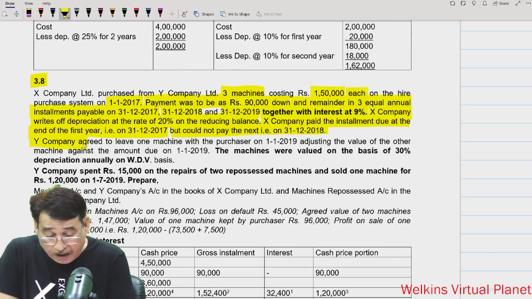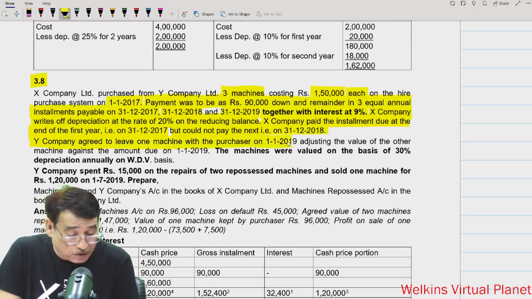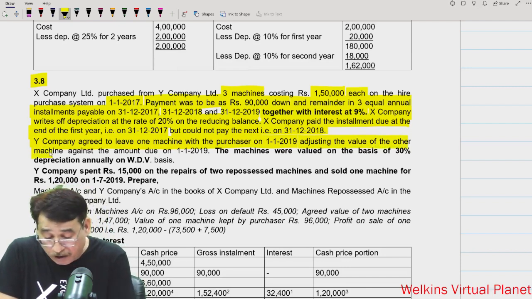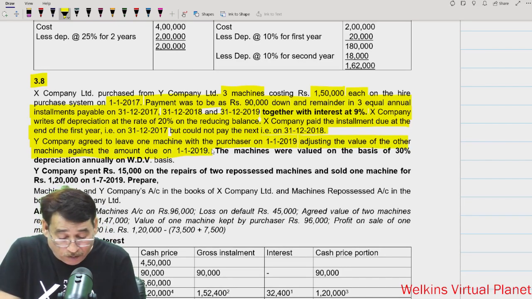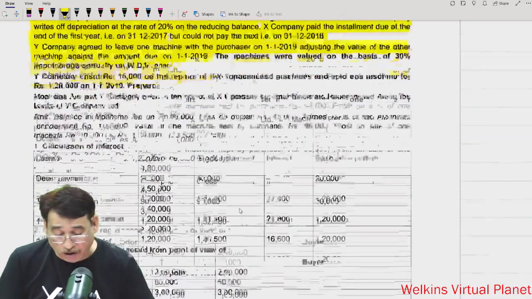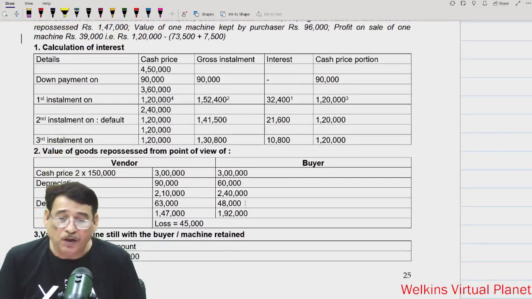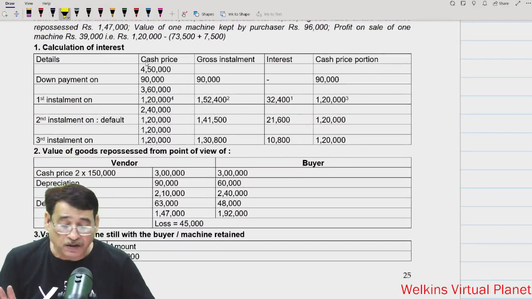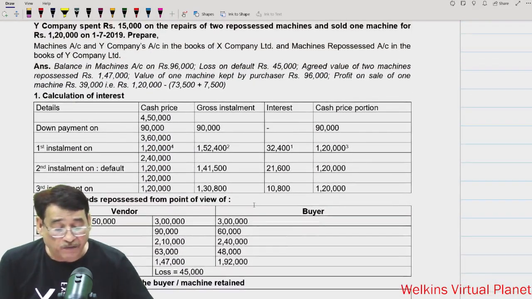Y company agreed to leave one machine with the purchaser on 1-1-2019, adjusting the value of the other machine against the amount due on 1-1-2019. Now this is a pretty easy question, you can easily do. So nothing to be taught, nothing to talk about, just have a look over here. First of all, you are going to do the calculation of the interest because you have purchased this time three machineries.